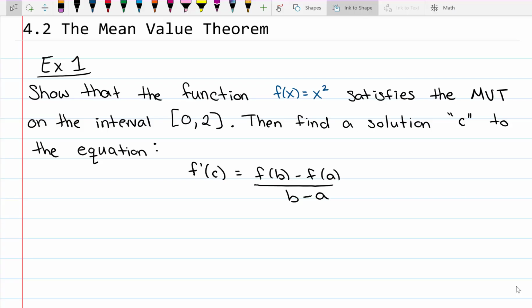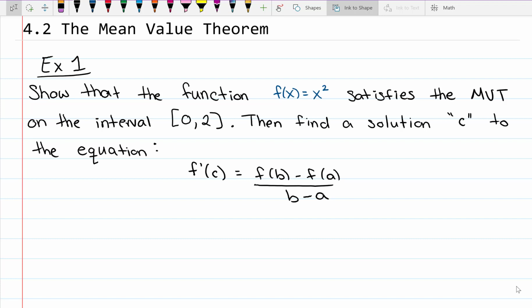All right, in example 1, we're going to show that the function f of x equals x squared satisfies the mean value theorem on the interval from 0 to 2. Then find a solution c to the equation f prime of c is equal to f of b minus f of a divided by b minus a.